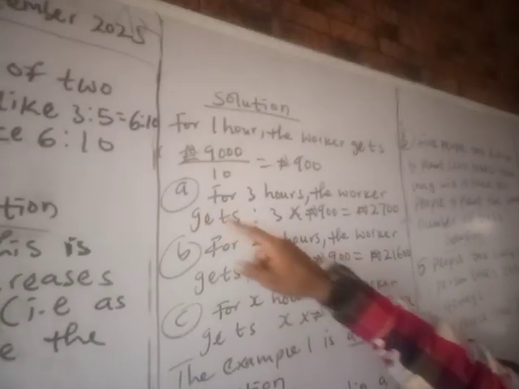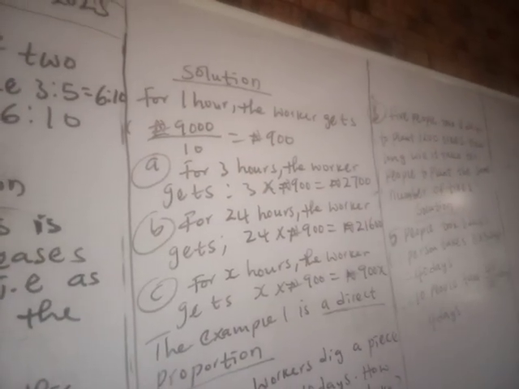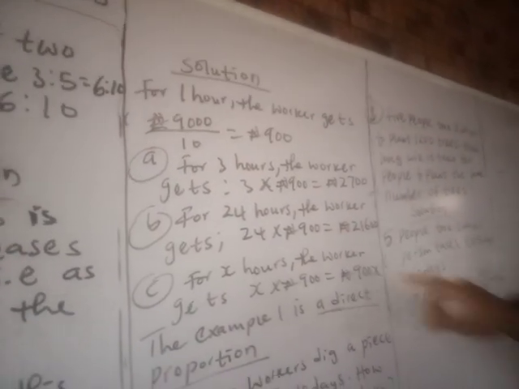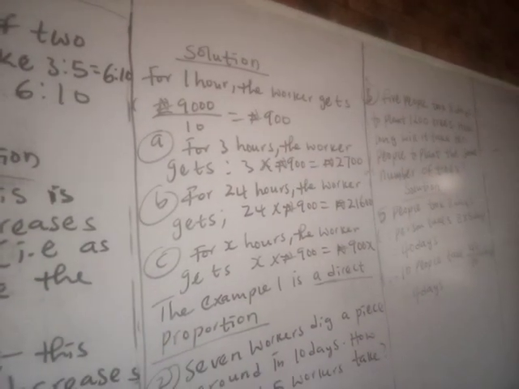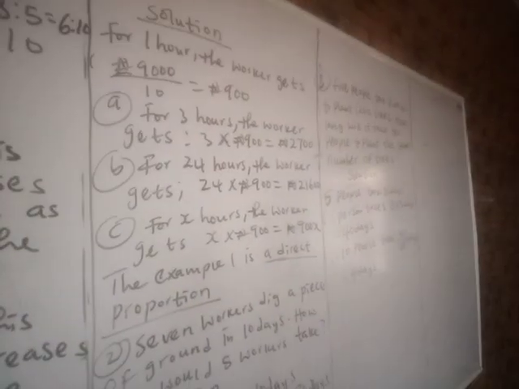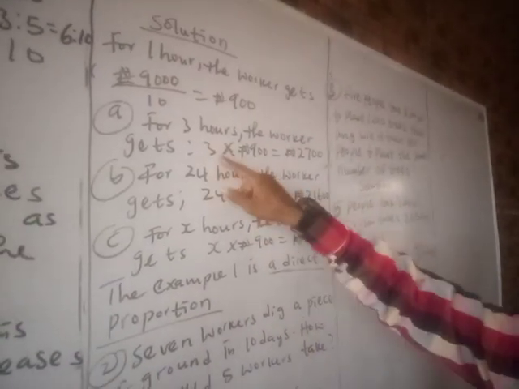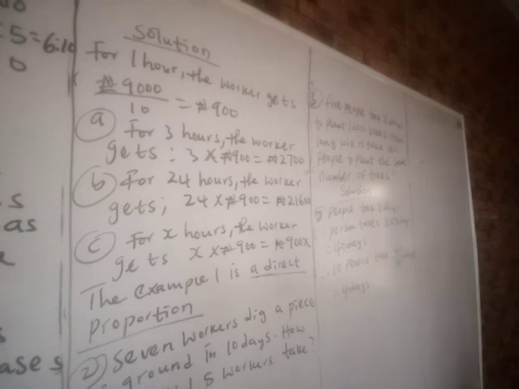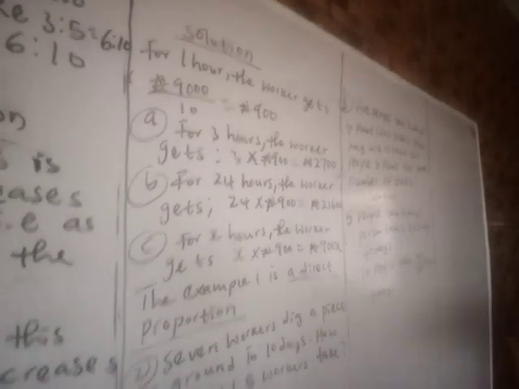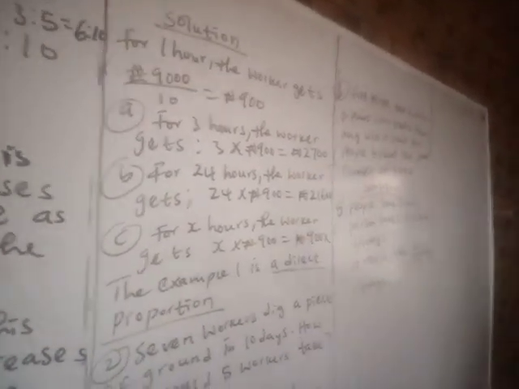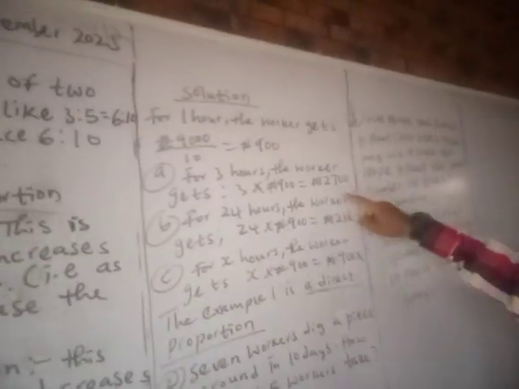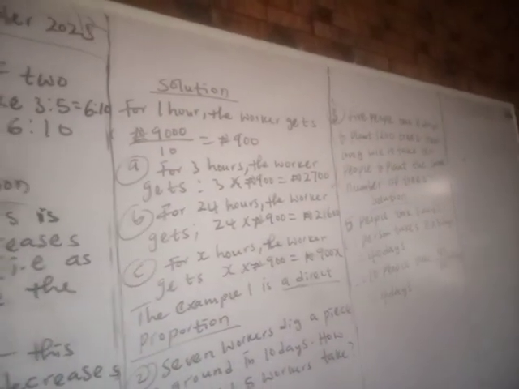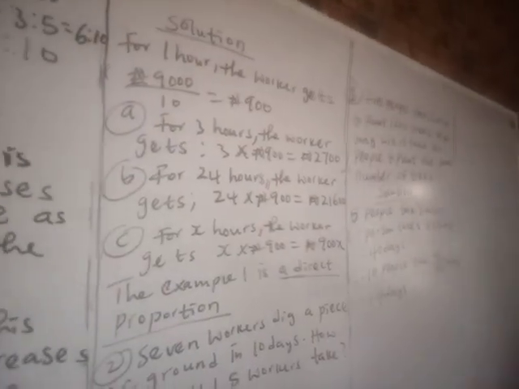So, to solve the first question, that is A, they say that we should find the price that he will get for 3 hours. The worker gets 3 times 900. You know previously that 900 was his pay for 1 hour, isn't it? So for 3 hours, it's just for you to times it by 3. Do you understand? So when you times it by 3, it gives you 2,700 naira. That is the amount you will receive for 3 hours.